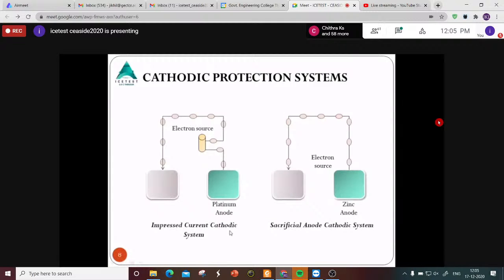In the ICCP system, or impressed current cathodic protection system, we use an inert platinum anode. In order to activate the platinum anode, an external current will be required. But in the SACP system, a zinc anode will be used. In the electrochemical series, when compared to steel, zinc is on the upper side. So zinc will corrode, it will sacrifice itself and protect the steel. Here, platinum will corrode with the help of the external source. So that is the main difference.